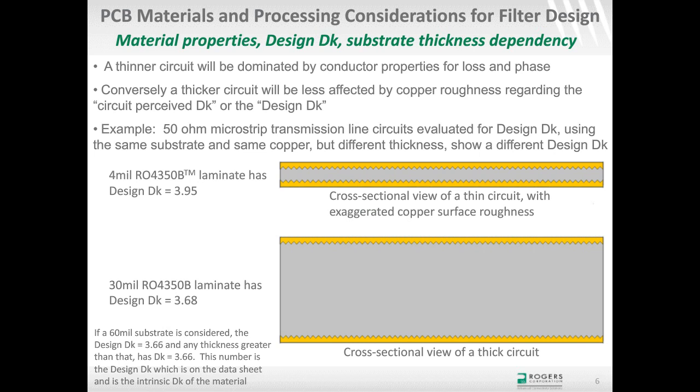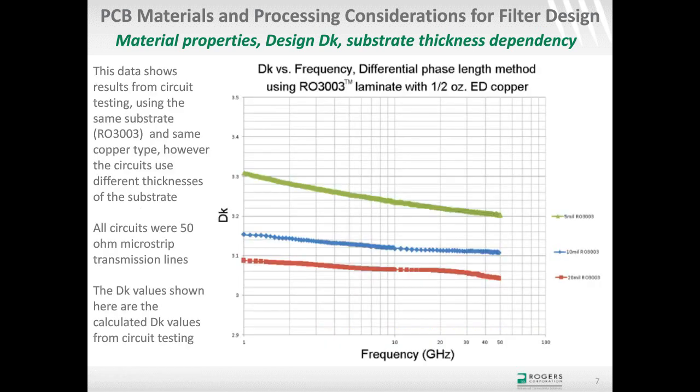And, of course, when it's very thin, in the case of the 4 mil, the copper planes are very close together, and now the surface roughness does impact the wave velocity significantly, and it slows it down. Slower wave means higher dielectric constant. So there is a thickness dependency. This is just kind of driving that same point a little bit further.